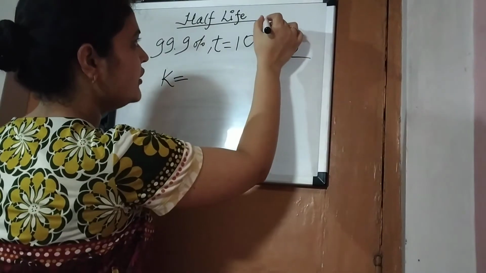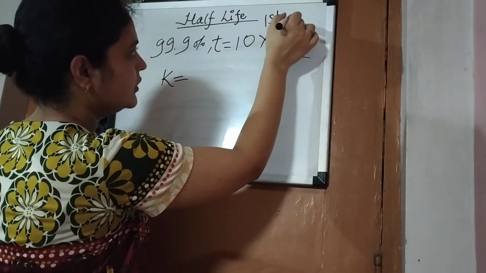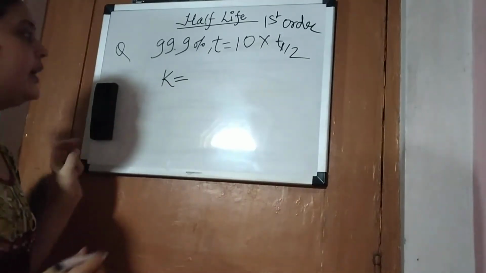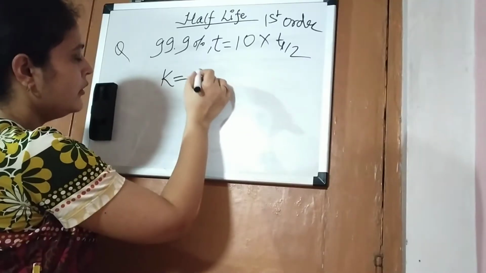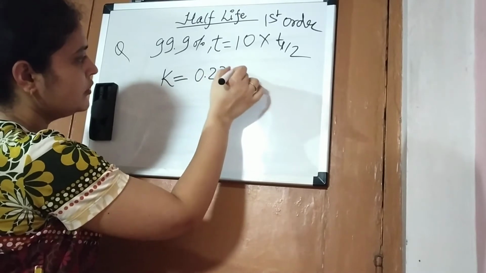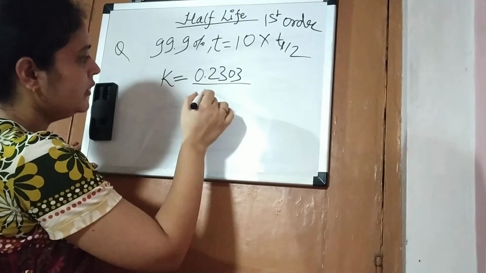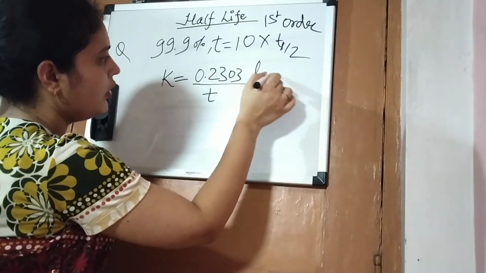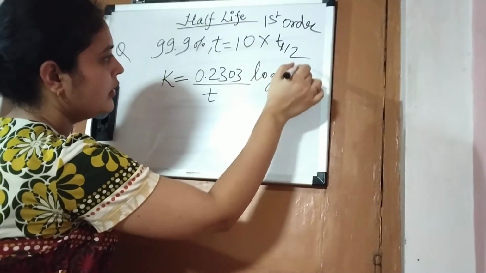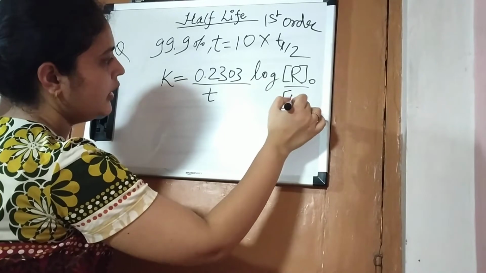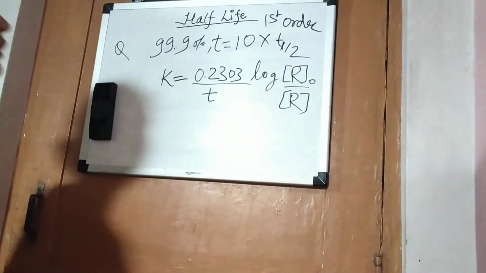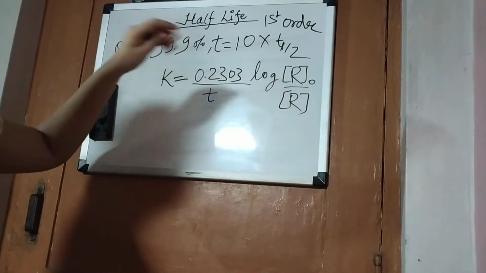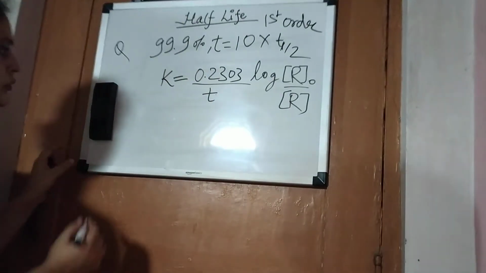This is for first order reaction. Okay, so for first order, the K value is 2.303 upon t, and here log R naught upon R, right? So R value for 99.9% will be equals to what?